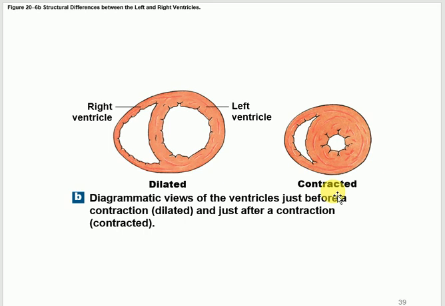Obviously, when these muscles contract and push the blood, it will look like this, smaller, pushing out. And this is where it's dilated. So it dilates to accommodate and store the blood, and then constricts to push out the blood.